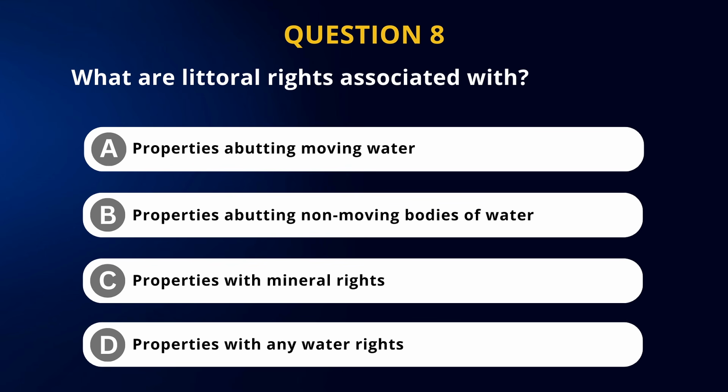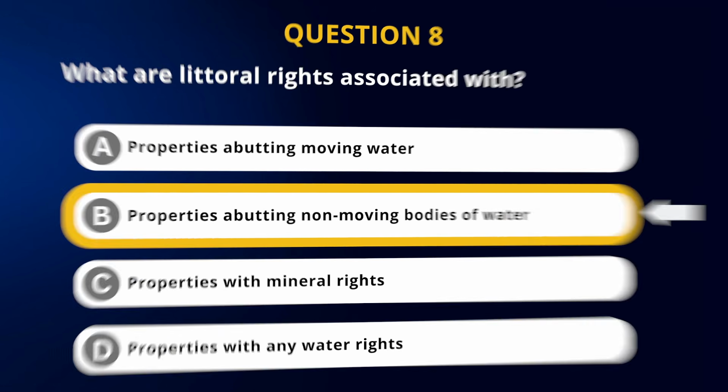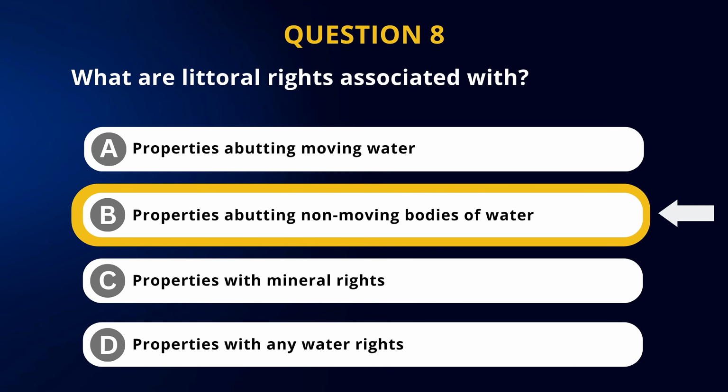And the answer is letter B, properties abutting non-moving bodies of water. Okay, so we definitely want to know water rights for real estate examinations. What are littoral rights? What are riparian rights? What is the doctrine of prior appropriation? What does the average high water mark mean? And what does to the center thread of the waterway mean? Don't forget littoral rights, like they mentioned here.